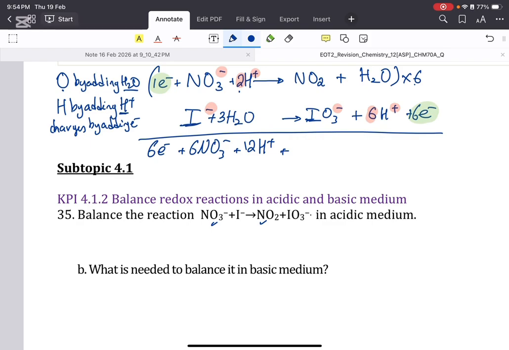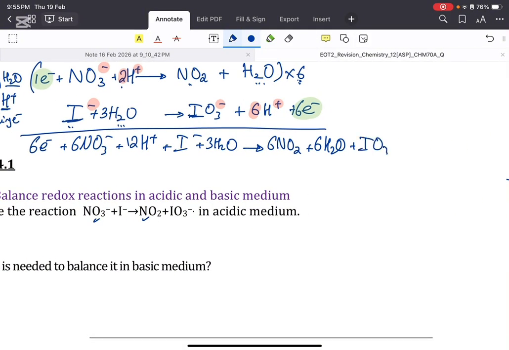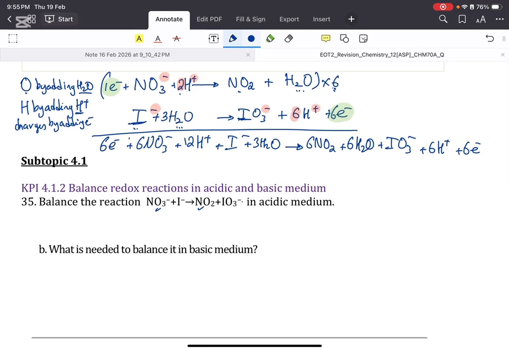Now I move on here, plus I minus, and 3 H2O. I'm done. Now 6 NO2 and 6 H2O and IO3 minus and 6 H plus and 6 electrons. 6 electrons, 6 electrons, they cancel out. 6 H2O and 3 H2O, I only have 3 H2O remaining. Now 6 H plus and 12, I have 6 H plus remaining.